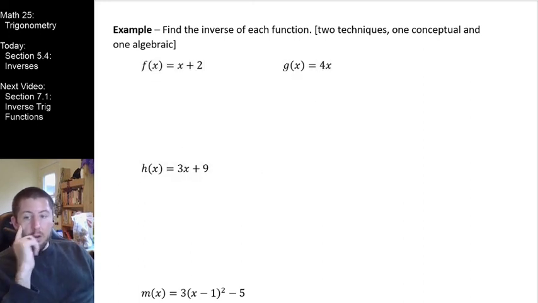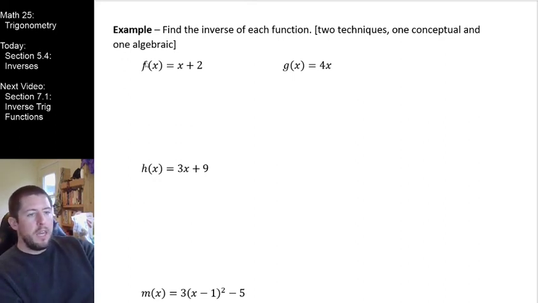The next two will do both techniques for both examples, just so that you can see how we think about this. Here, f is the function that says whatever your input is, add 2. Well, how do I undo addition of 2? Hopefully this is a pretty easy one for us to just guess right here. How do you undo addition of 2? Well, with subtraction of 2, right?